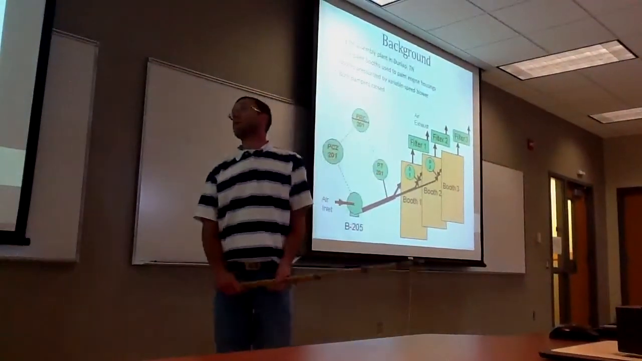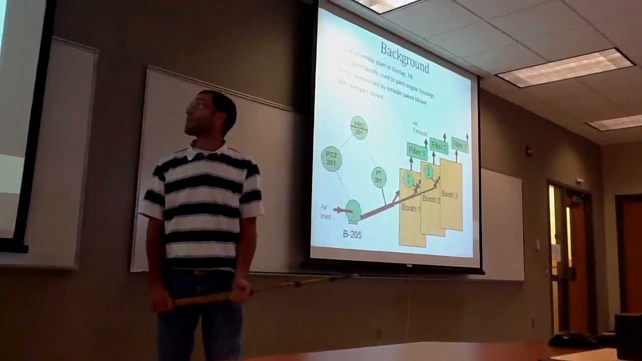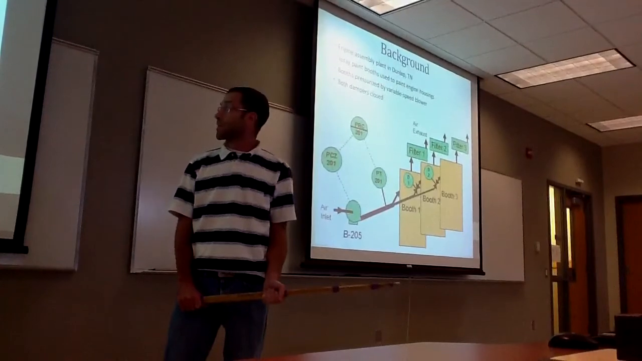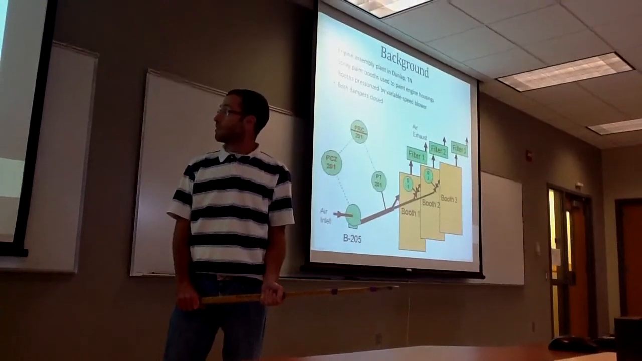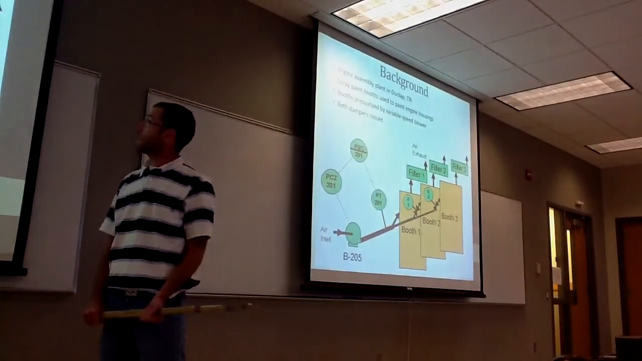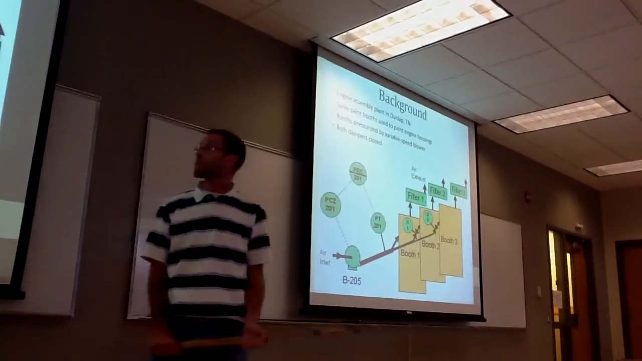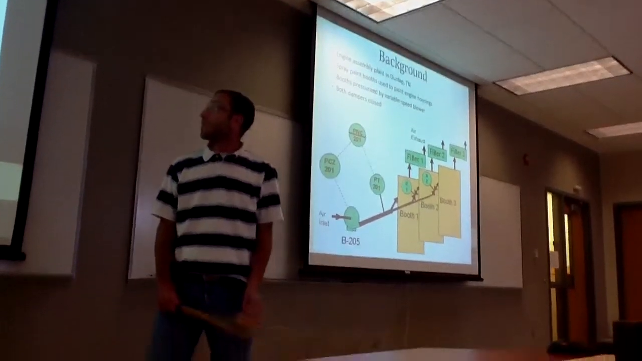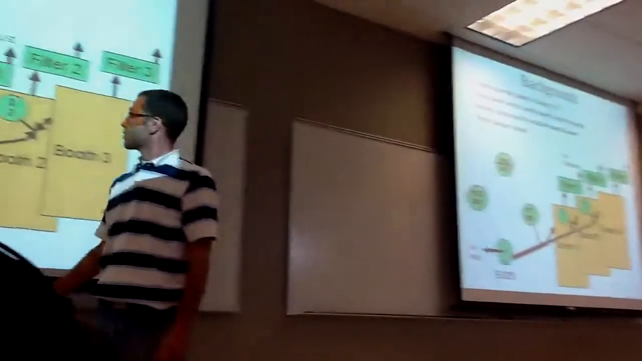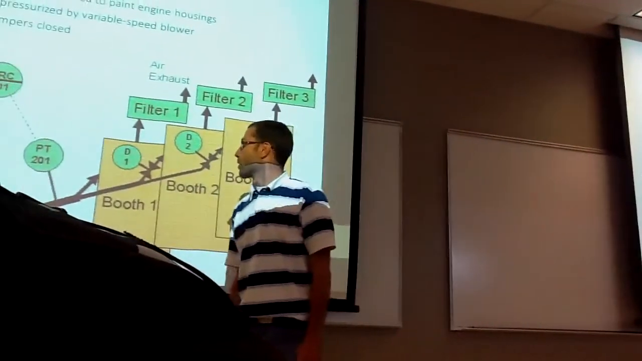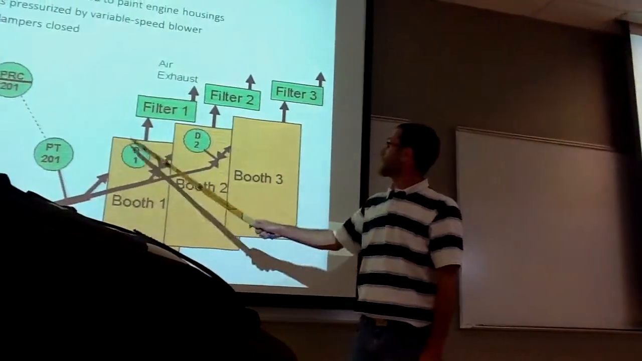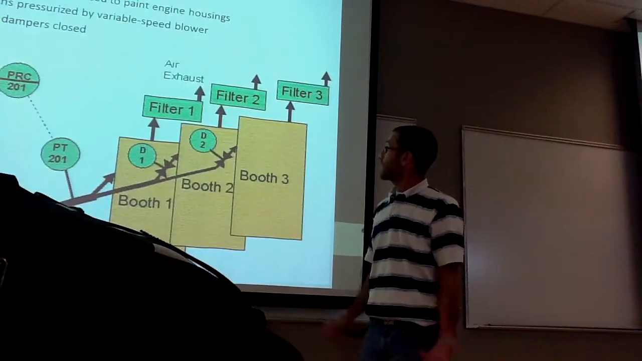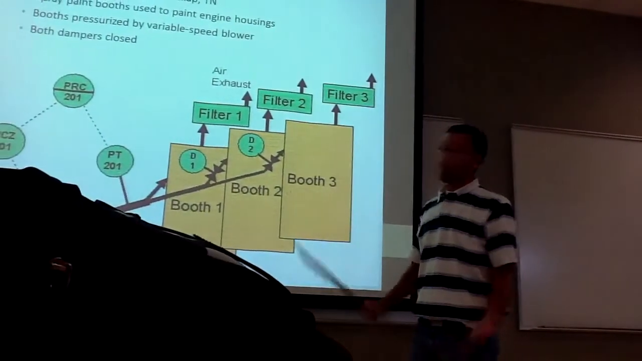First, a little background. There's an engine assembly plant in Dunlap, Tennessee that has one of these spray paint booth systems that is used to paint engine housings. The booths are pressurized by a variable speed blower. These here are solenoid valves or dampers that can either be open or closed.